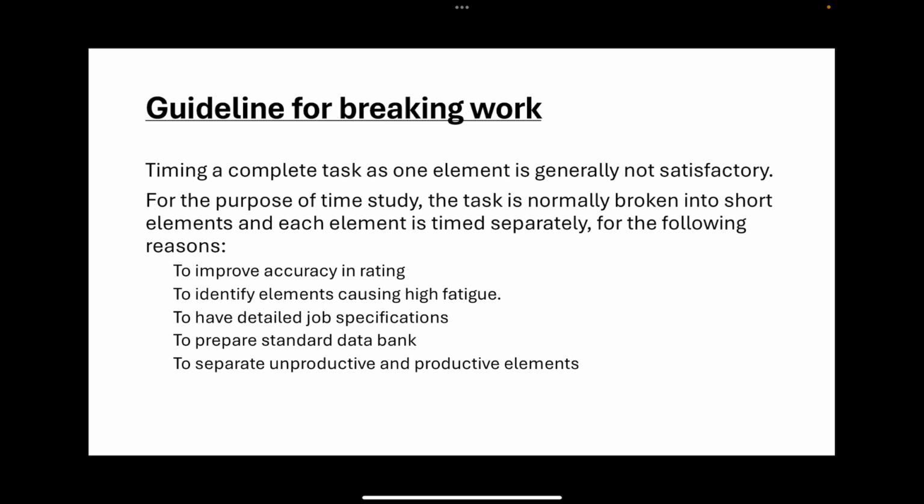I told you it is broken down into different elements because timing a task as one element is not satisfactory. This will help improve the accuracy in rating, identify elements causing high fatigue, and provide a detailed job specification, and prepare the standard data banks. Data bank means for each element we define the time taken for doing that element. This is given to a data bank which can be used by another time study man doing a different time study for a different job, and to separate unproductive and productive elements. So this is why we are breaking the job into different elements.